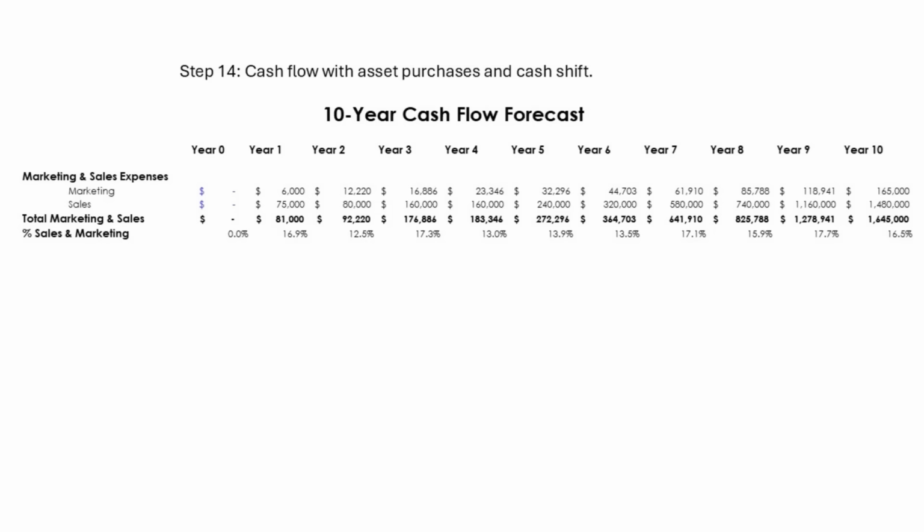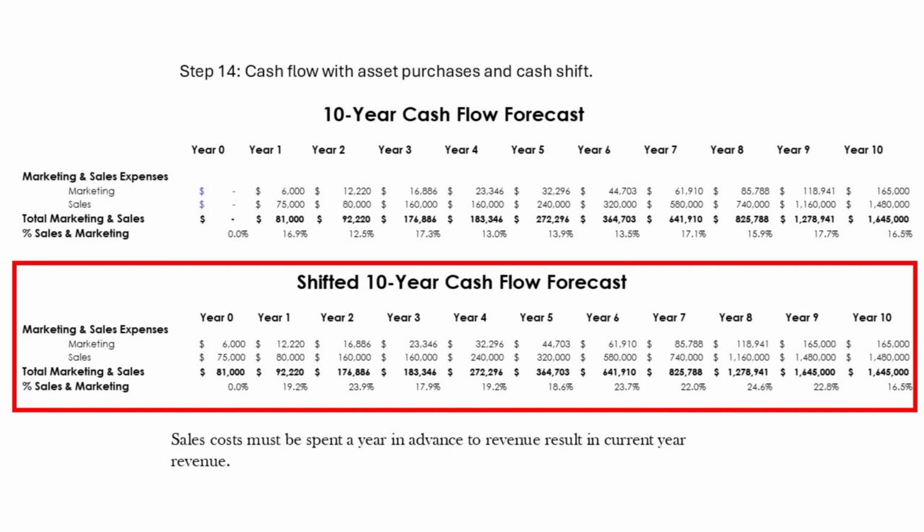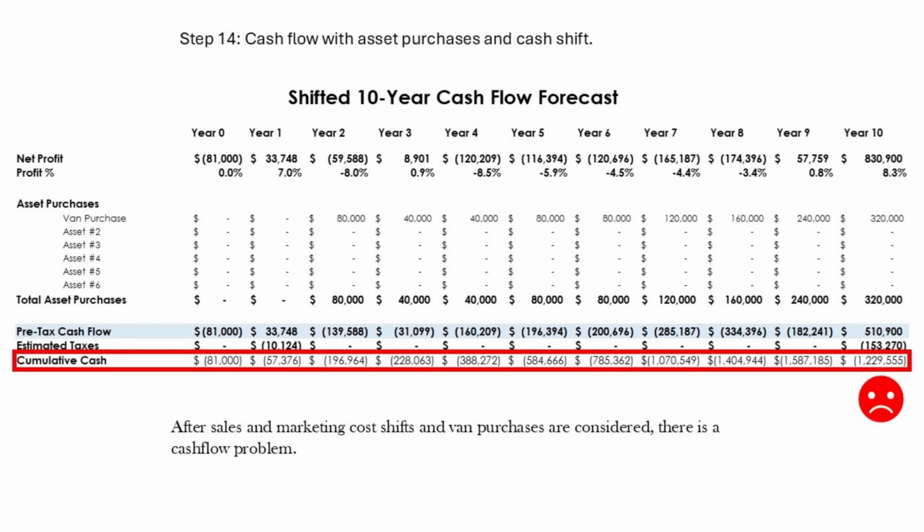Let's assume in our model that we must pay for sales and marketing a year in advance to gain product sales in the following year. This will create a negative cash shift for sales and marketing costs and make our already ugly cash flow picture look even worse. Don't worry, we will fix all of this in our next step.